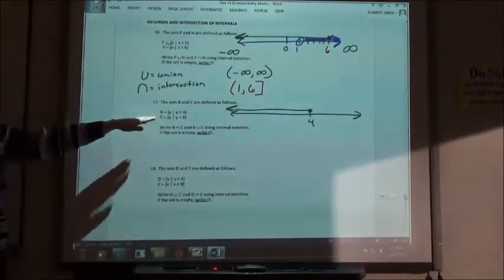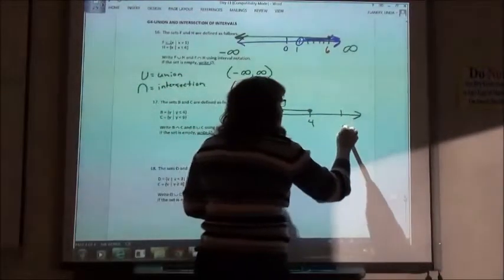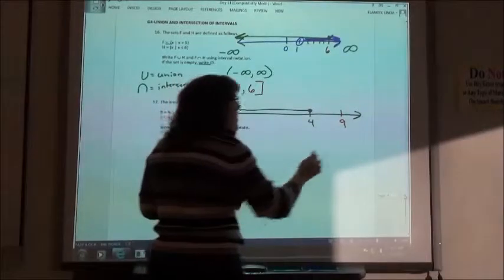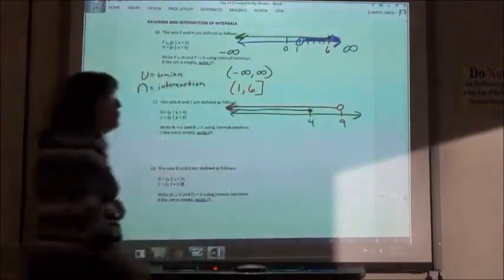C is the set Y such that Y is less than 9. Well, 9 would be over here somewhere. On 9, I'm going to have an open circle. And again, I'm doing everything to the left.